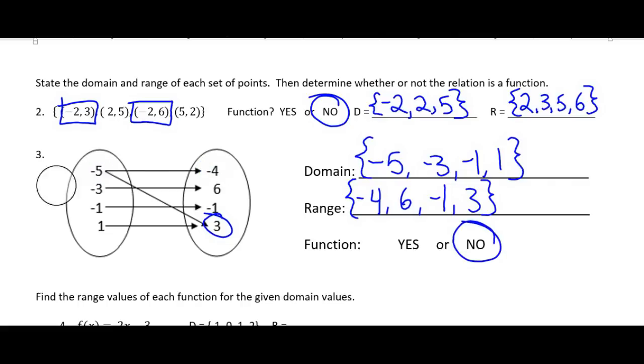Something I want to point out. If you look at this -3, it has 2 arrows coming to it. That is okay. That does not fail the function test. This is not the cause of this relation not being a function. This is the cause for it to not be a function.